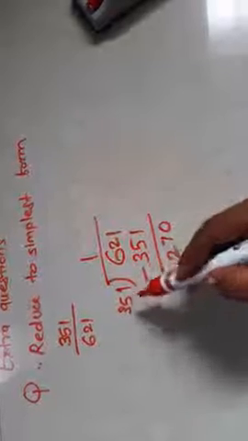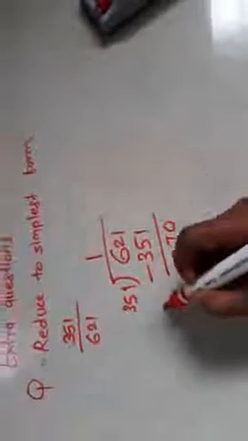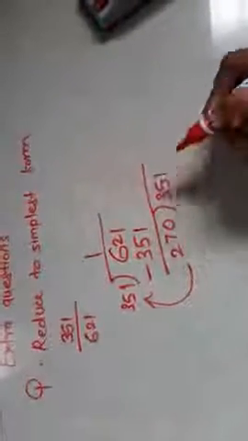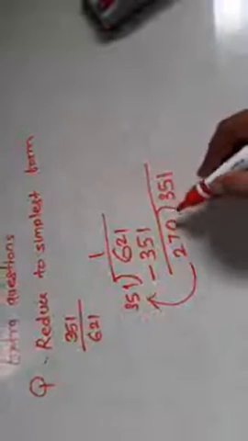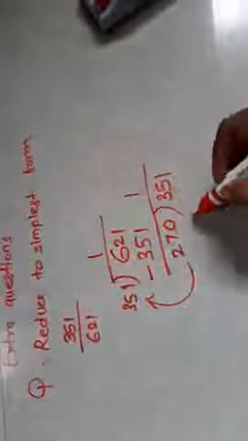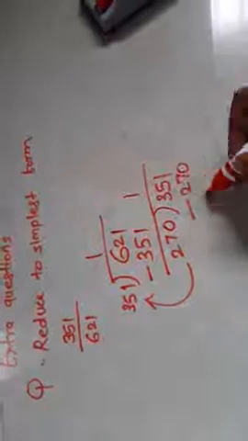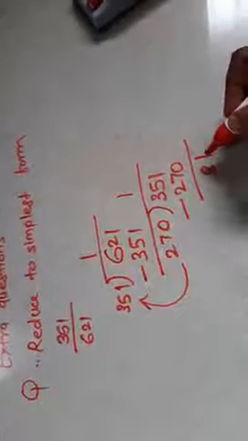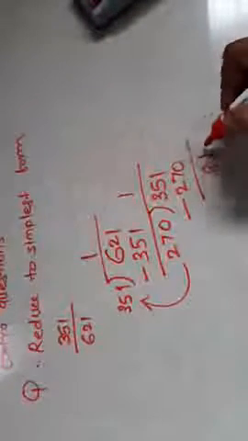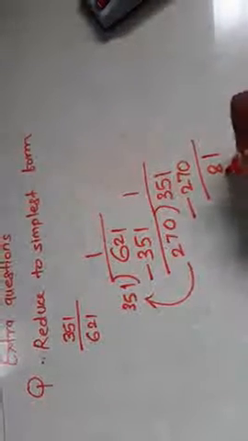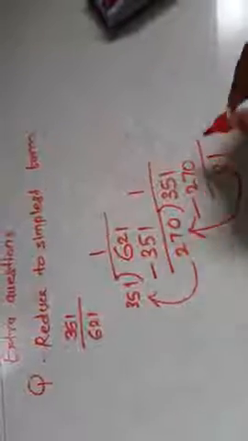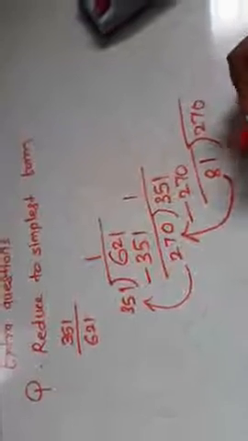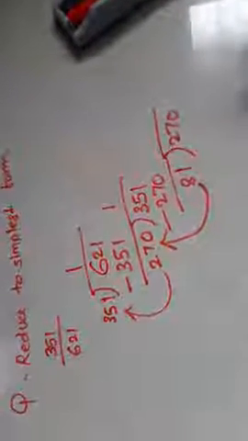So what we have to do? By this remainder we have to divide this divisor. So it will be like this, 351. Now these are nearby numbers, so we can take 1s. So 351 minus 270 will be 81. So again this remainder is not 0, so it will be dividing this 270. Continue this procedure like this until the remainder is 0.